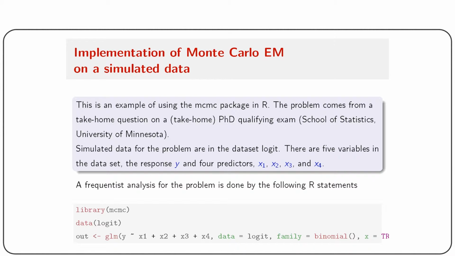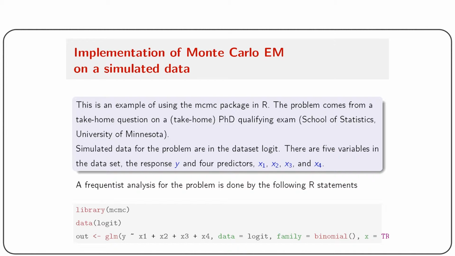Let's use one example: the implementation of Monte Carlo EM on a simulated data. This is an example of using the MCMC package in R. The problem comes from a take-home question on a PhD qualifying exam. The simulated data for the problem are in the dataset logit. There are 5 variables in the dataset: the response y and 4 predictors x1, x2, x3 and x4.